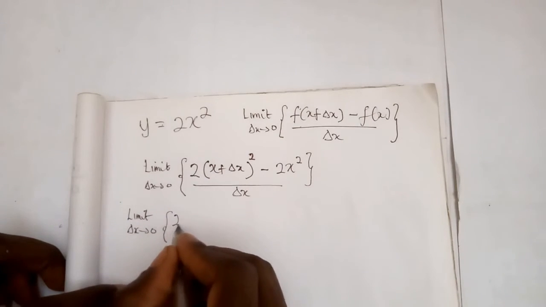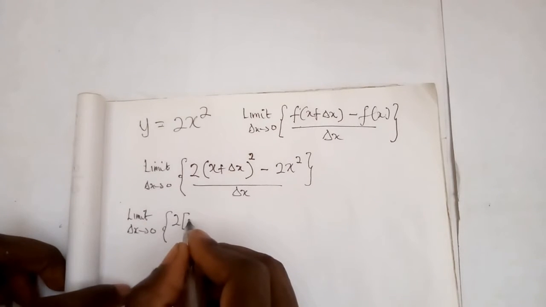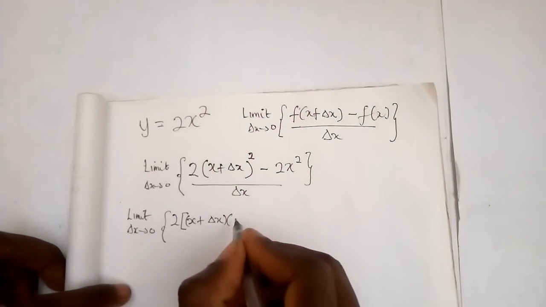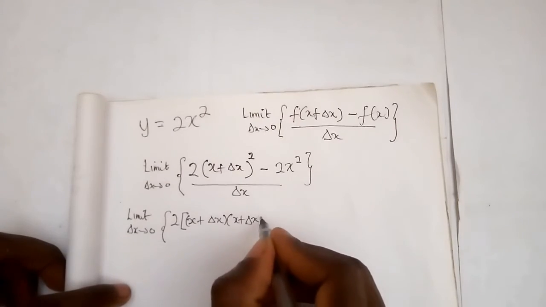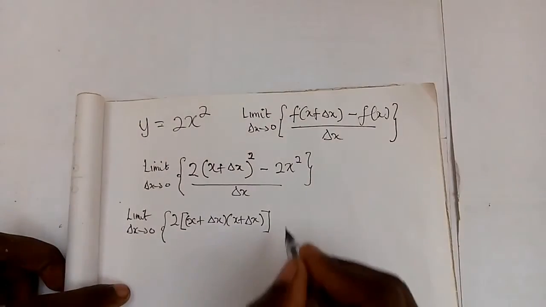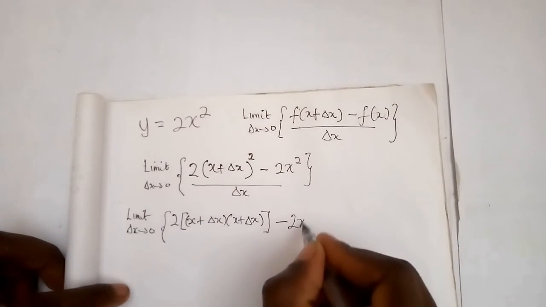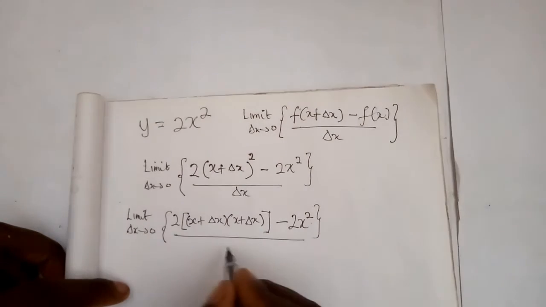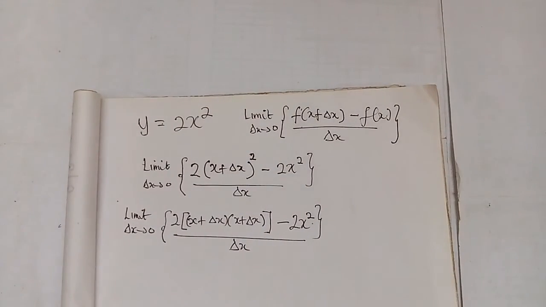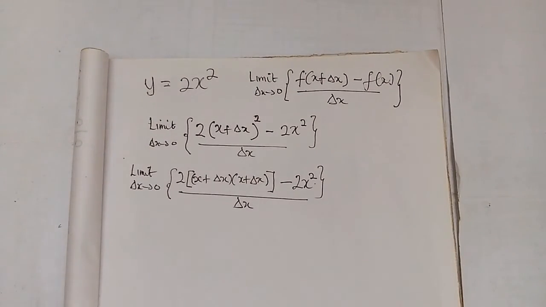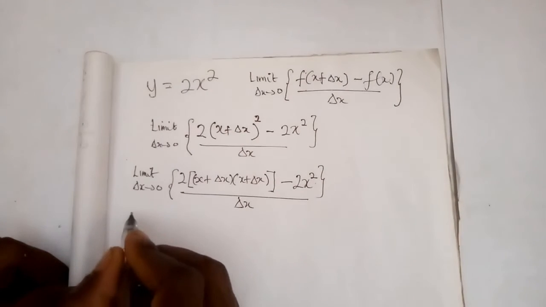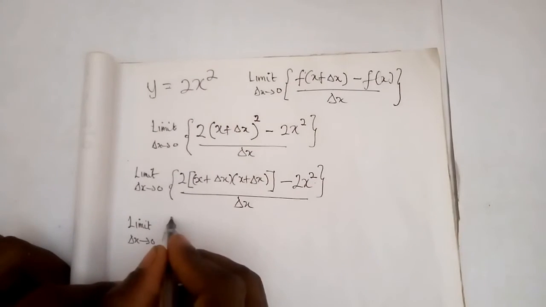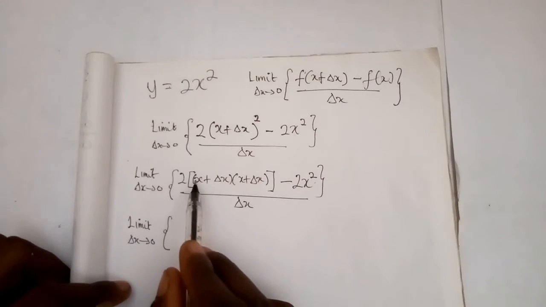So have 2, and expand this one, have x plus change of x, then a bracket, and then x plus change of x like this, minus 2x squared like this. So all in this bracket, and then all over change of x. All right, so let's try and then break this one down. So we have our limit as change of x approaches 0 like this.